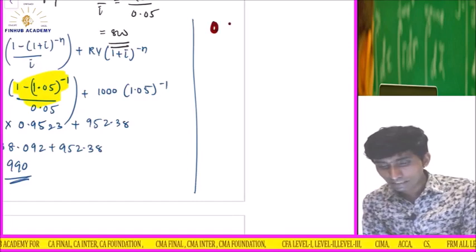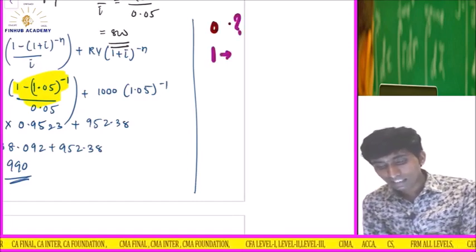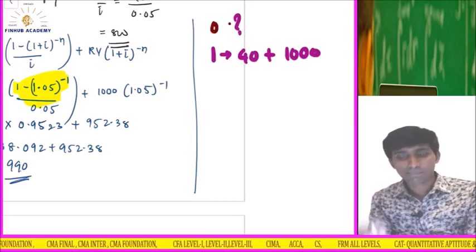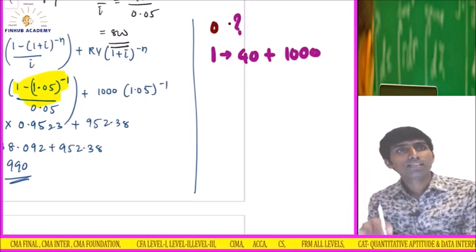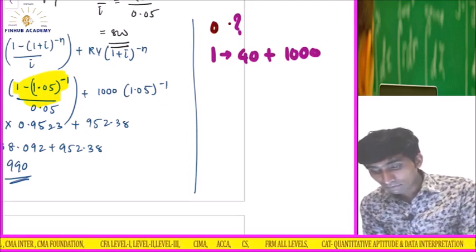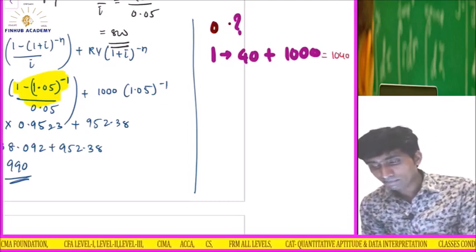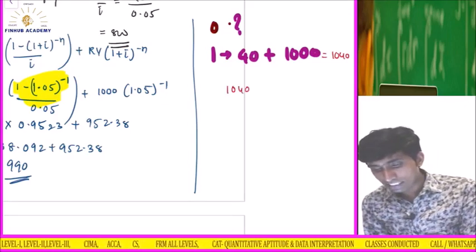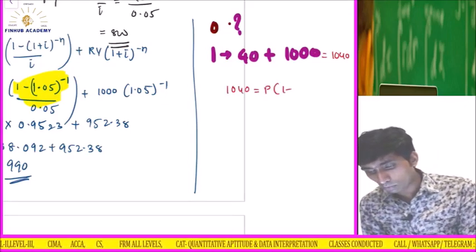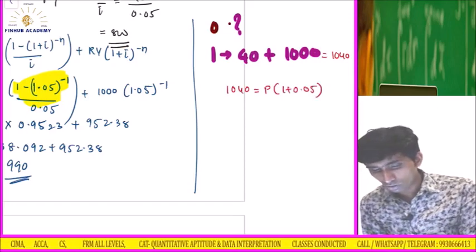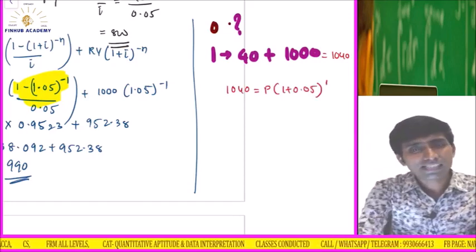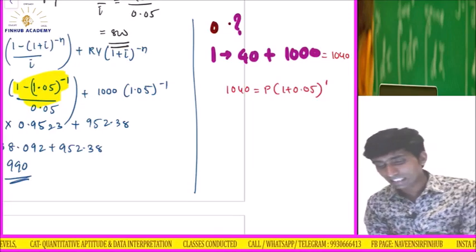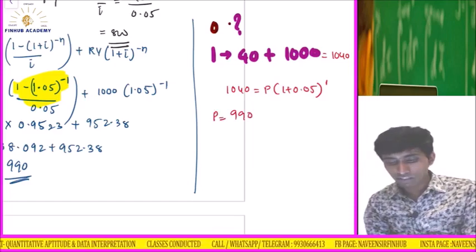I need to calculate the present value. After 1 year, I will get 40 coupon plus 1000. So this is a single cash flow sum. Actually, annuity need not be applied. After 1 year, I will get 1040. So I have to calculate the present value, the principal. 1040 equals P into 1 plus 0.05 raised to 1. That's it. If you check now, the answer will be the same. 1040 divided by 1.05 is 990 again. So here the question was not clear.